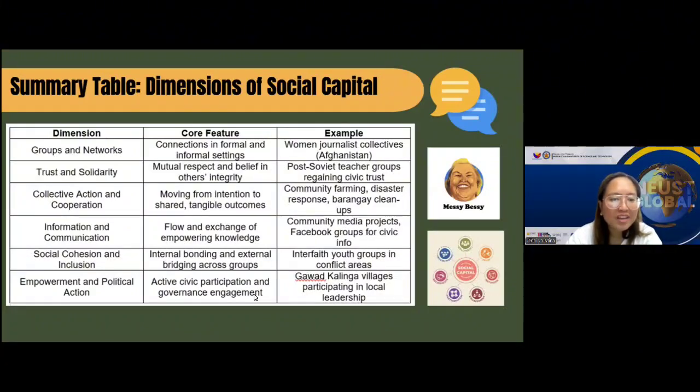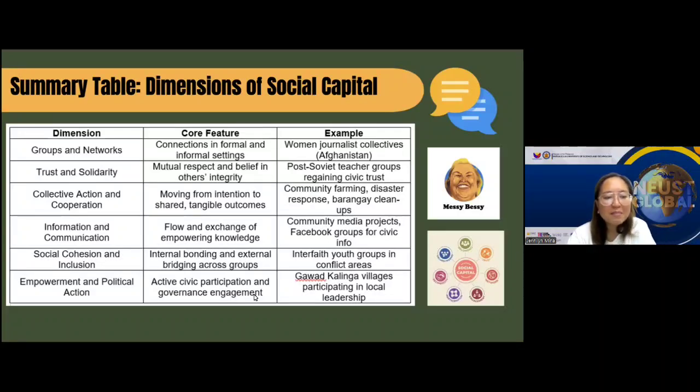Collective action and cooperation, turning shared intentions into real outcomes like community projects or disaster response. Another is information and communication, sharing knowledge and resources through media or networks like community media or Facebook groups. Social cohesion and inclusion, bonding within groups and bridging across diverse groups, like interfaith youth programs. Empowerment and political action, active participation in governance and community decisions, like Gawad Kalinga villages engaging in leadership roles. We can say that strong social capital enables people to trust, to cooperate, to share knowledge, and include others and take action, turning communities into active agents of positive change.